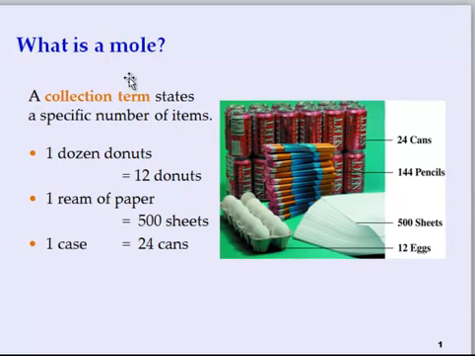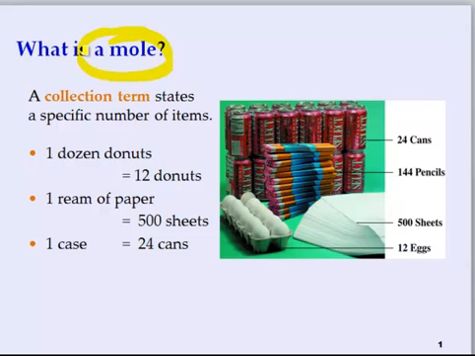A mole is a term that is used mainly to understand what amount of substance is present. In other words, when we use the term dozen, a dozen implies to you that it's a number of 12, which means it could be a dozen roses, a dozen donuts, a dozen pencils. You understand that it's a collection term that is used to specify a certain number of an item.